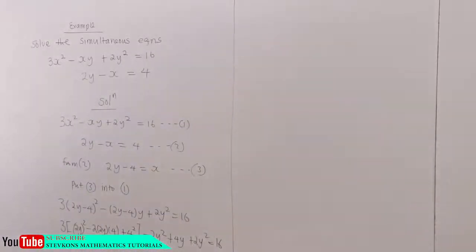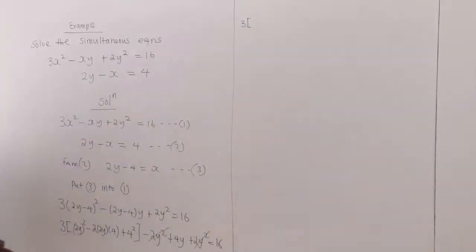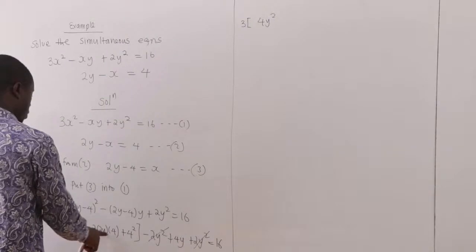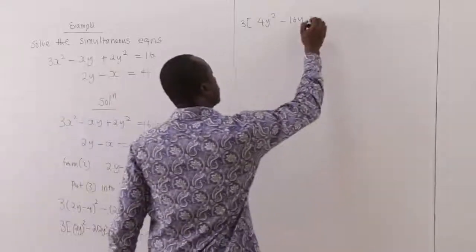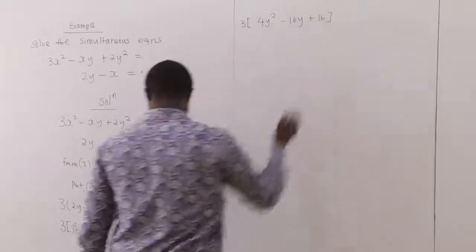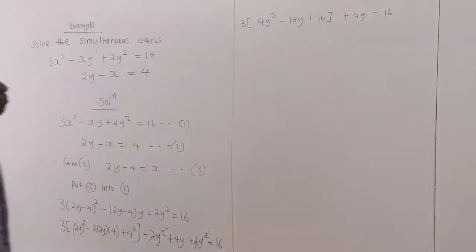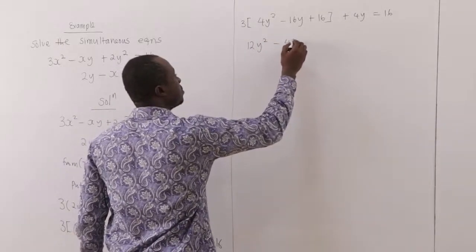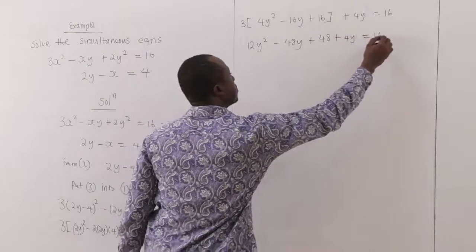Well, that's very, very trivial. Clearly, this and that are canceling out. Let's simplify here. So we have 3 outside. Now, 2y all squared is 4y squared, and then minus 16y plus 16, since 4 squared is that. Let's cancel this. Plus 4y equal to 16. Now let's expand using the distributive property. This will give us 12y squared minus 48y, 3 times that, 3 times this, plus 48, plus 4y, and this is equal to 16.